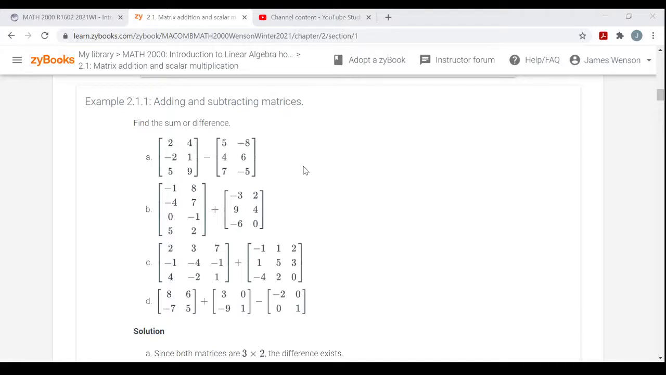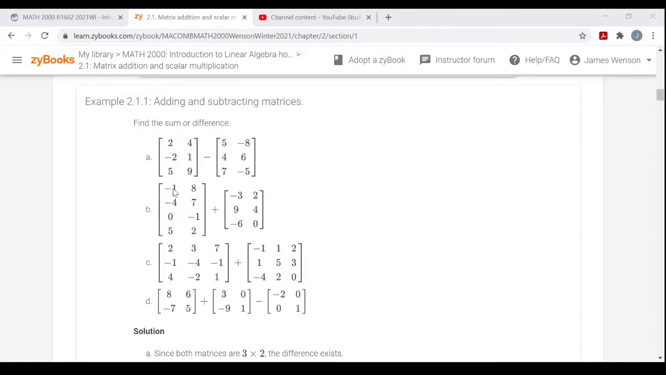And you can also do this in your calculator. I'll do some later. But you can enter this matrix in your calculator, and this separate matrix as another matrix in your calculator, and then do operations on your main screen just like you would with numbers. Just add or subtract your matrices. And I'll show you that later.